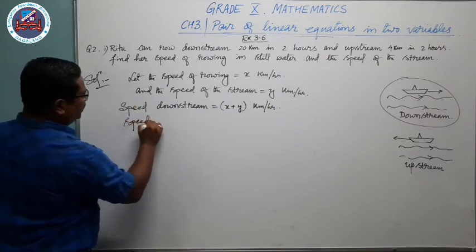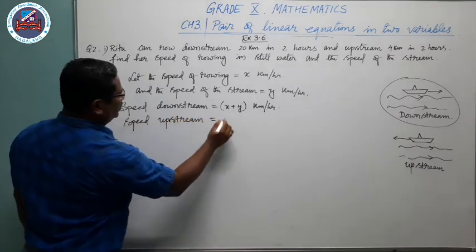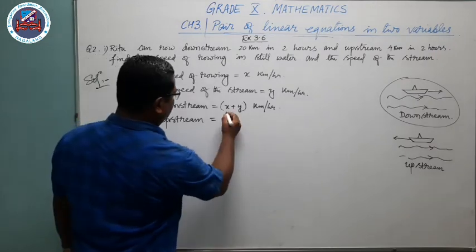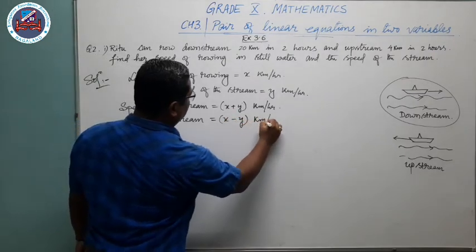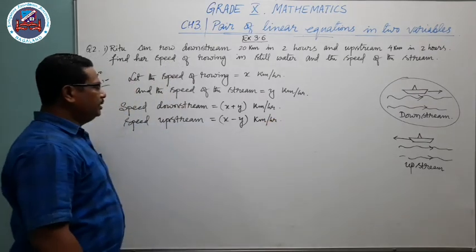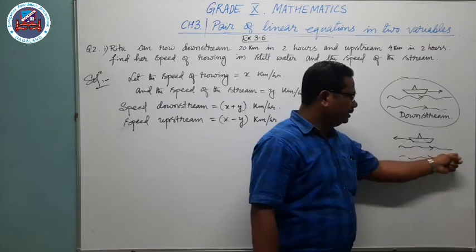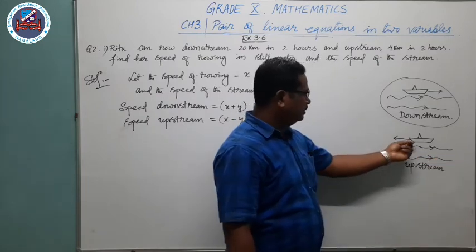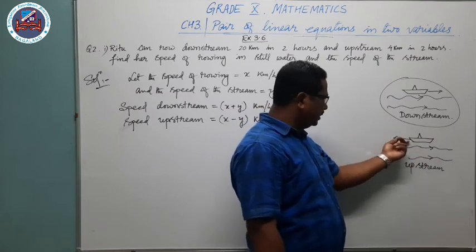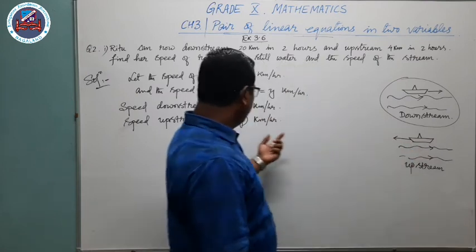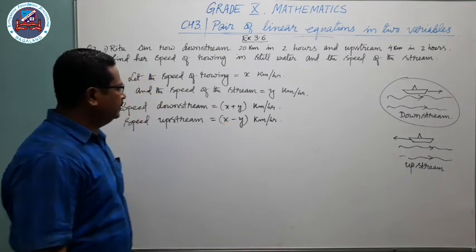Speed upstream: first the speed of the boat should come, that is x minus y. Why are we taking minus? Because the speed will get reduced, by the speed of the water current. If the speed of the boat is more than the speed of the water current, then only it can come this side. That's why we take x first, x minus y. x is bigger than y here.